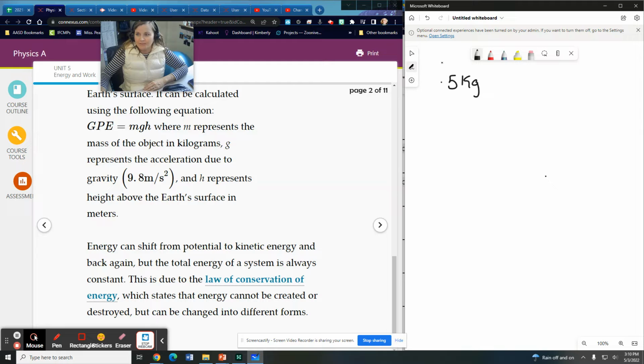Okay, so that is the mass times 9.8 meters per second squared, times half a meter-ish. Okay, so that is the GPE, gravitational potential energy, because remember when it's up here, it's not moving. So the GPE is equal to this.